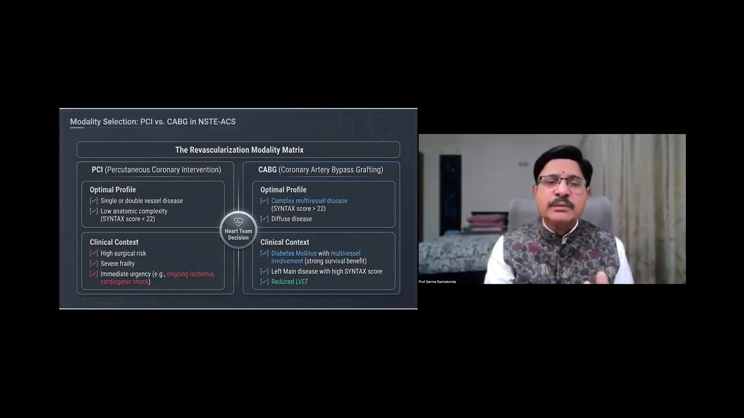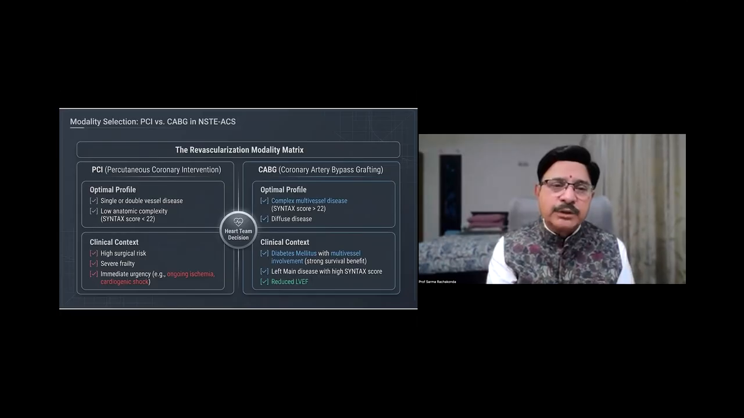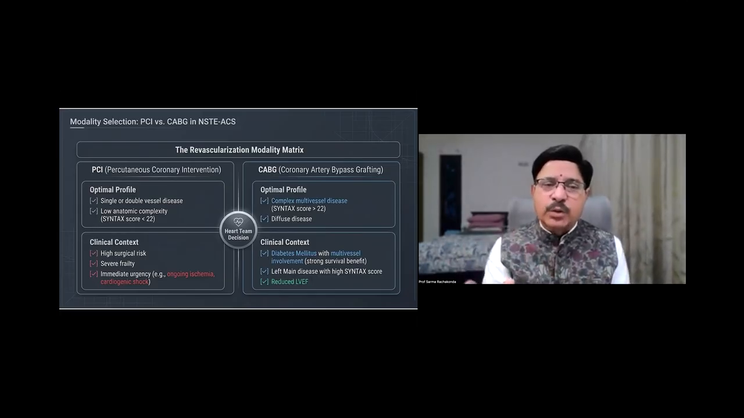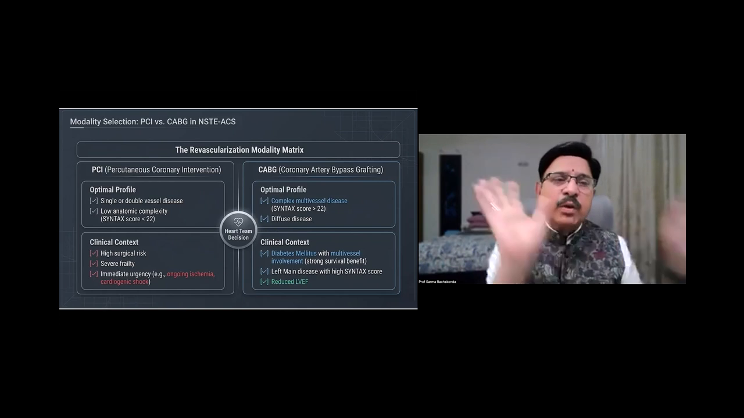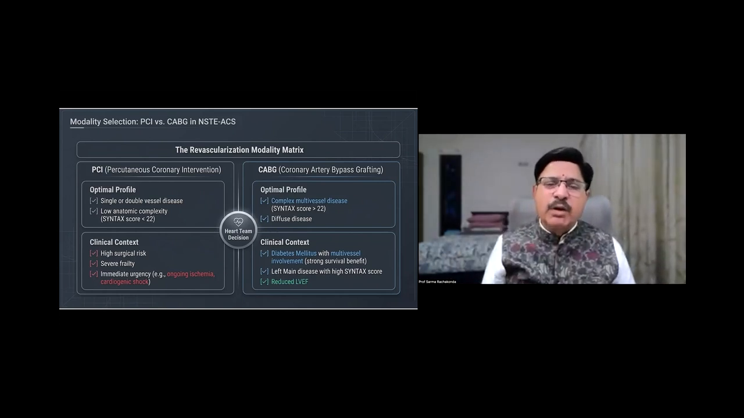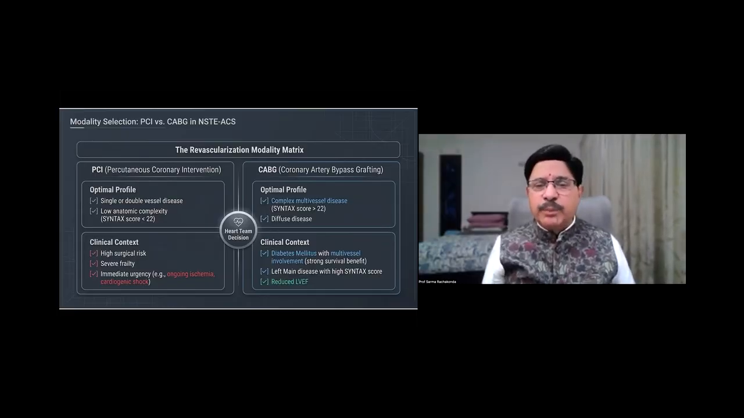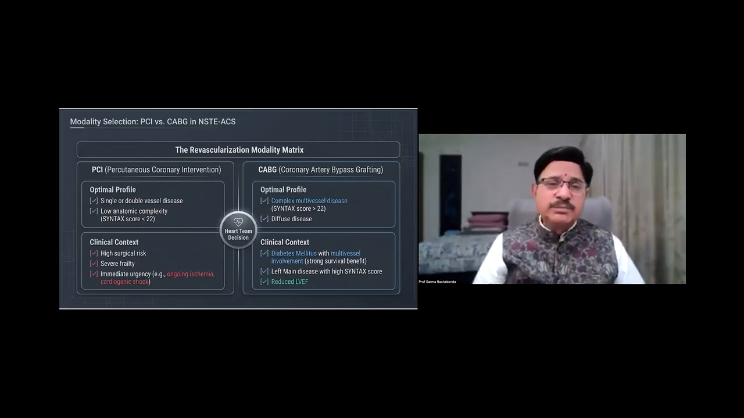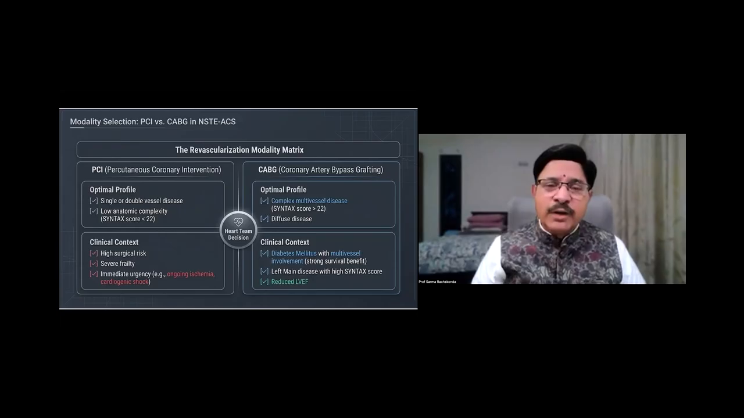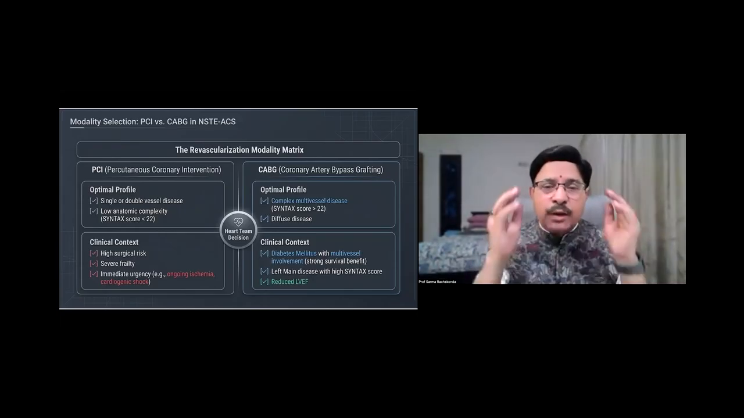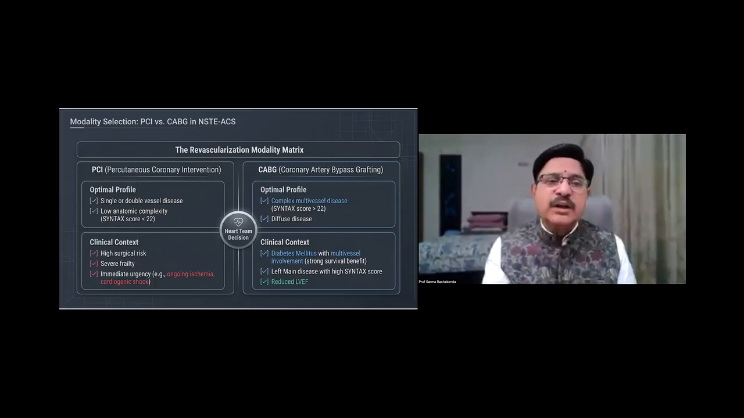Optimal profile: patient is low risk, single vessel disease, double vessel disease, low anatomic complexity. I did a SYNTAX score, it is less than 22, go and do PCI. Earlier, there was a lot of debate. Why is he doing angioplasty, he should have done bypass. Why did he go for bypass, he should have done angioplasty. This confusion is solved once and for all. Nobody needs to decide empirically or by intuition. You go by the SYNTAX score.